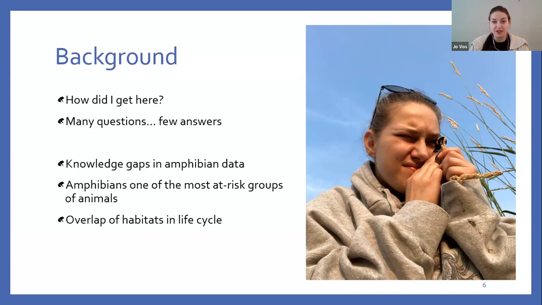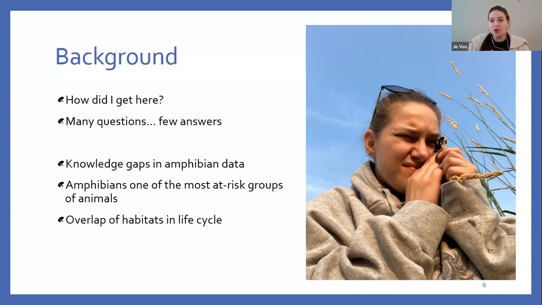Because when they're tadpoles, they'll actually eat algae, most of them. Spadefoots are an exception to the rule, and they actually can be a little bit cannibalistic when they have their siblings in small ponds. But generally, they switch once they metamorphose and become adults. So there were a lot of questions that I had and very few answers.